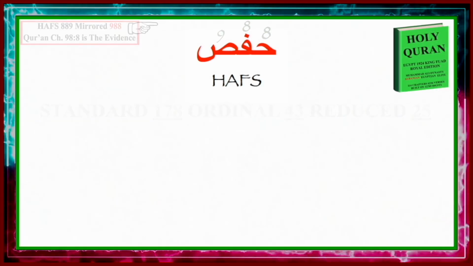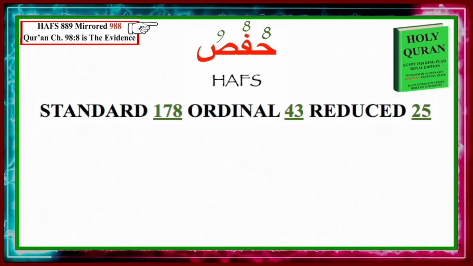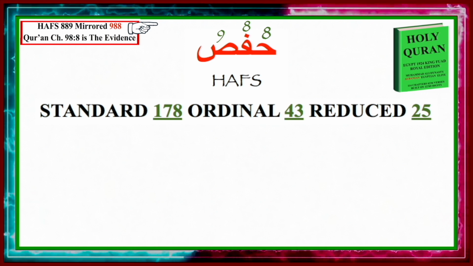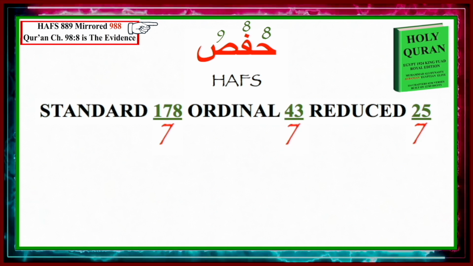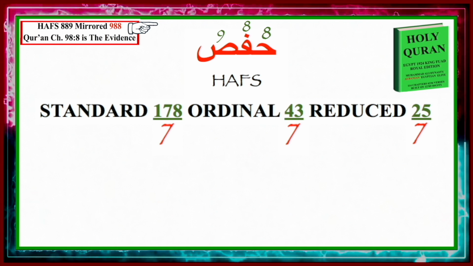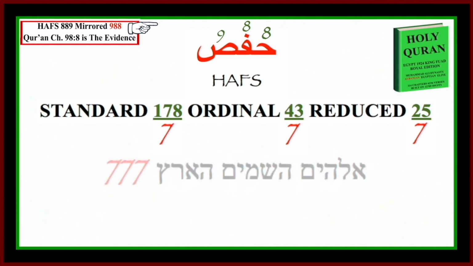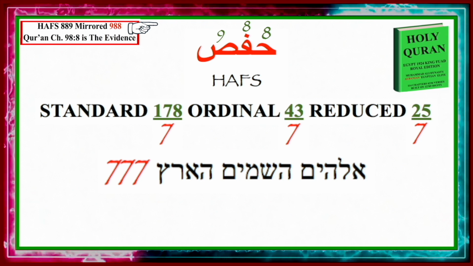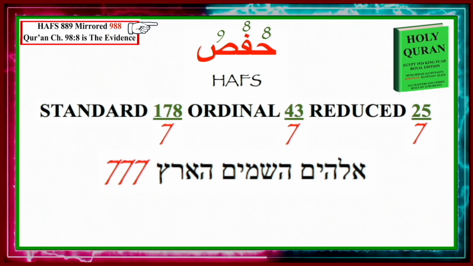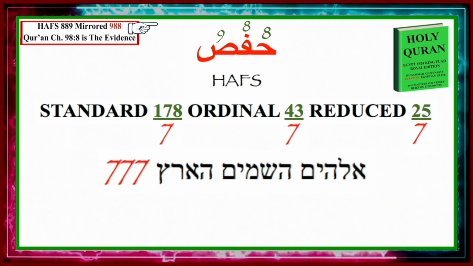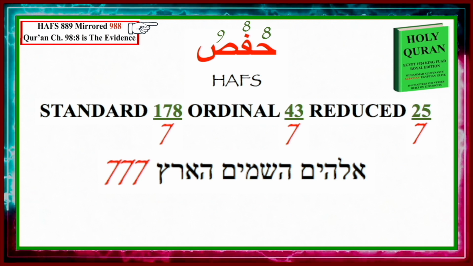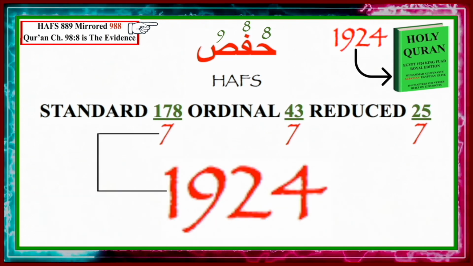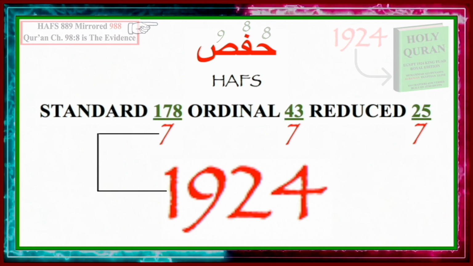Let's go in deeper. If we look at the Arabic word Hafs, we have the standard 178, the ordinal 43, and the reduced 25. If we reduce each one of these numbers down, we get 777. 777 perfection. 777 links us to the opening verse of the Torah with 3 main words. Elohim, Hashamayim, Haaretz. God, the heaven, and the earth, with a value of 777.